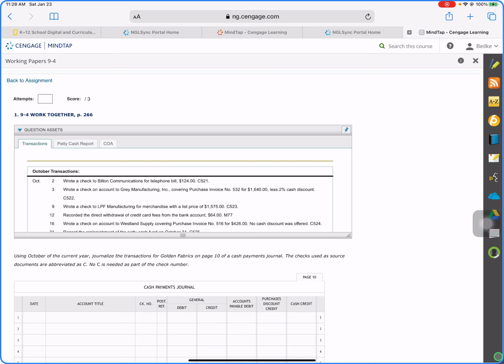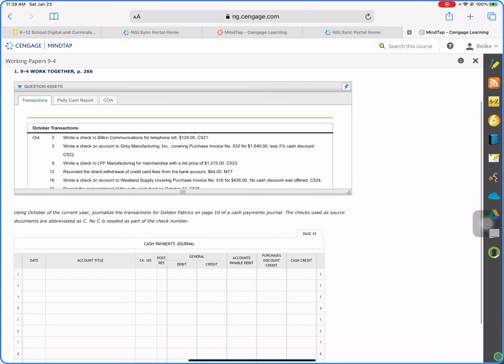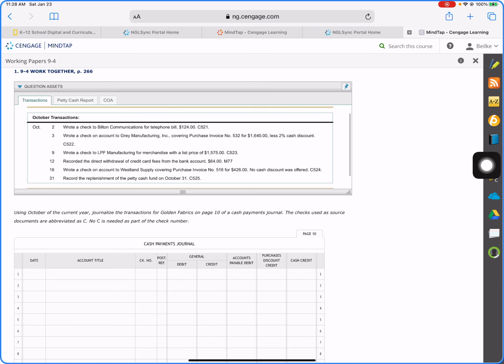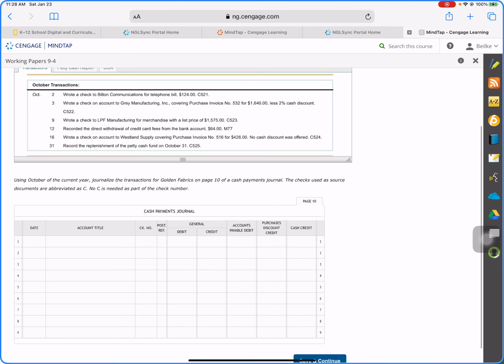Next, we're going to go to Working Papers 9-4, so you can load that up. You will see it looks like this, where we have up on the top transactions, petty cash report, and chart of accounts. You have your transactions listed there. And it says in the instructions here, using October of the current year, journalize the transactions for Gold and Fabrics on page 10 of the cash payments journal.